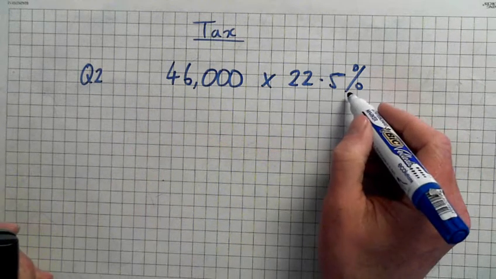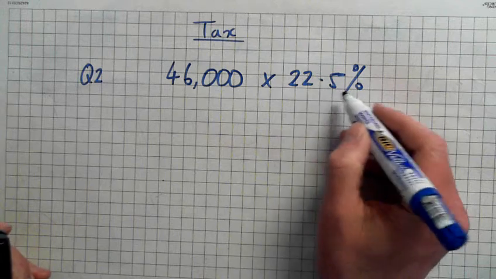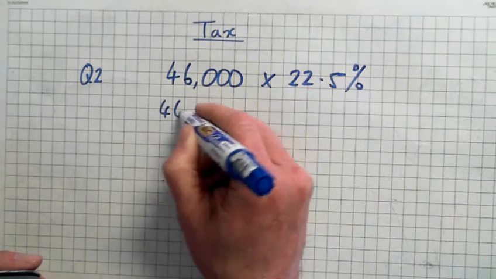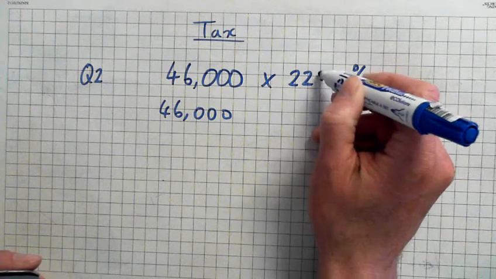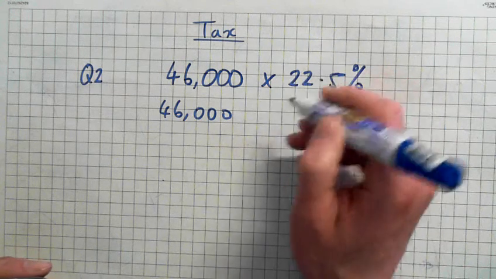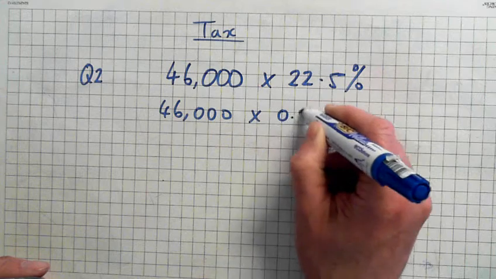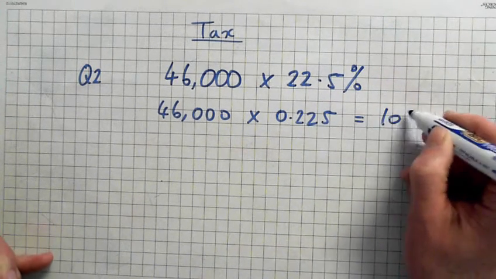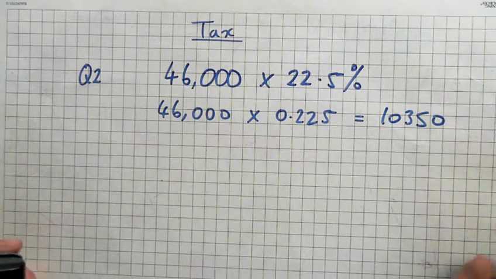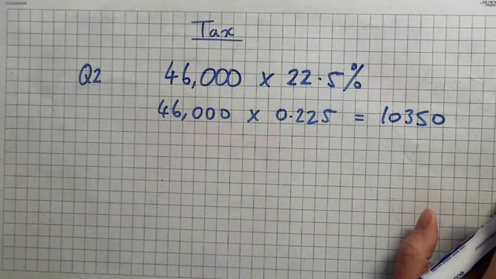10,350. And instead of multiplying it by 22.5%, you can change the percentage to a decimal, moving the decimal point 2 places to the left. Multiply it by 0.225. And it is 10,350. And then in the question it says she has tax credits.